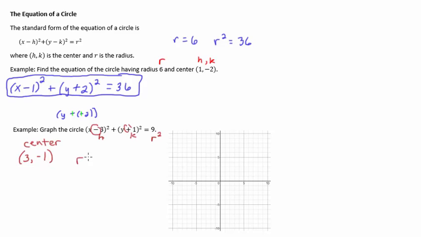Our radius, they give us that r squared is 9, so what does that mean r is? Well, that means we have to take the square root on both sides and get 3. So to draw this, I need to go to (3, −1). So right 3, down 1. And then for the radius, I need to go 3 in each direction. So we just need to focus on left, right, up, and down, going 3.